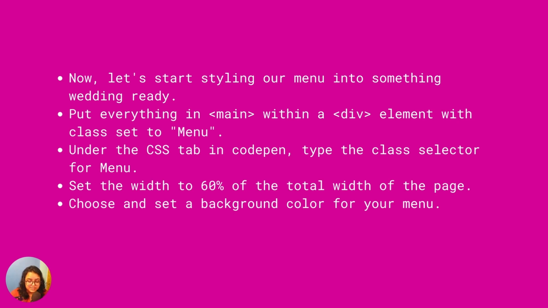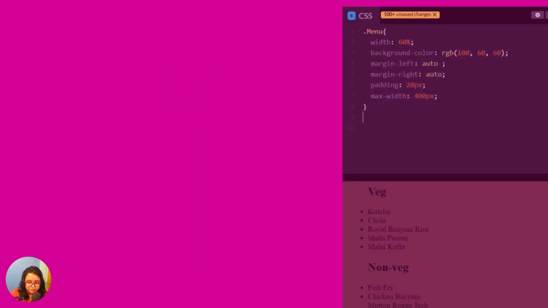Now, under the CSS tab in CodePen, which you can see is below after the HTML tab, type the class selector for menu, which shall be dot menu. In curly brackets, set the width to 60% of the total width of the page. Choose and set a background color for your menu.